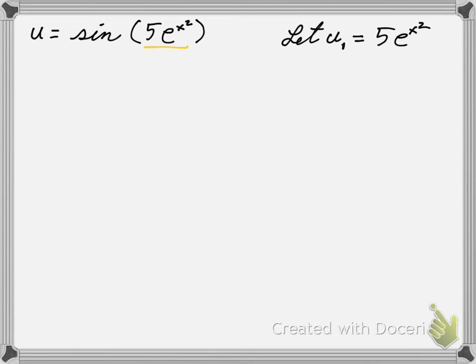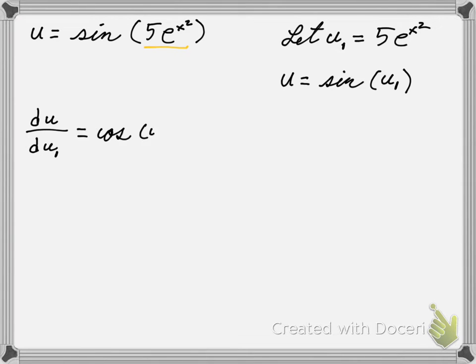And always remember, once you choose a u, always rewrite your expression in terms of that variable. So this becomes u equals sine of u1. We got rid of all our x's, so that means we can use chain rule using this u1 substitution. So again, incorporating chain rule, we need the derivative of u with respect to u1, which would be the derivative of sine of u1, which as we know is cosine of u1.